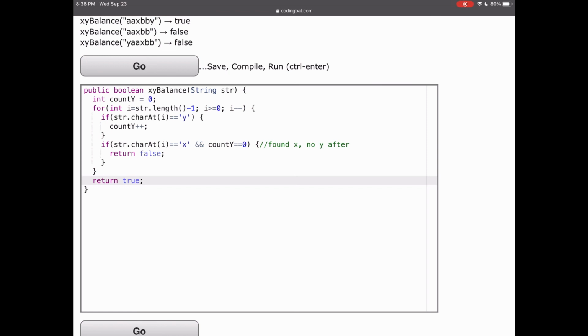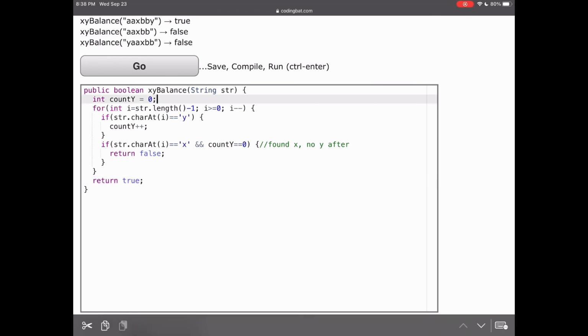So the way that I did this before was I started, again, notice I started at the end of the word and worked my way backwards. So if I found a Y, I iterated this count for Y. If I found an X, but there was no Y after it, because I started at the end of the word, I would return false. Otherwise, if I make it through the loop without an issue, return true.